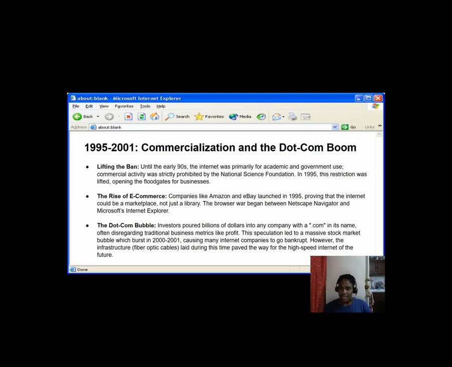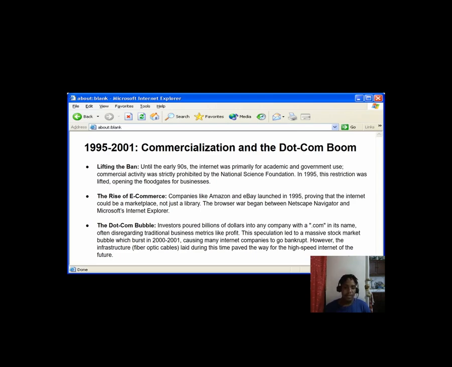In 1995, this restriction was lifted, opening the floodgates for business. Companies like Amazon and eBay launched in 1995, proving that the Internet could be a marketplace and not just a library. The browser war began between Netscape and Microsoft Internet Explorer.